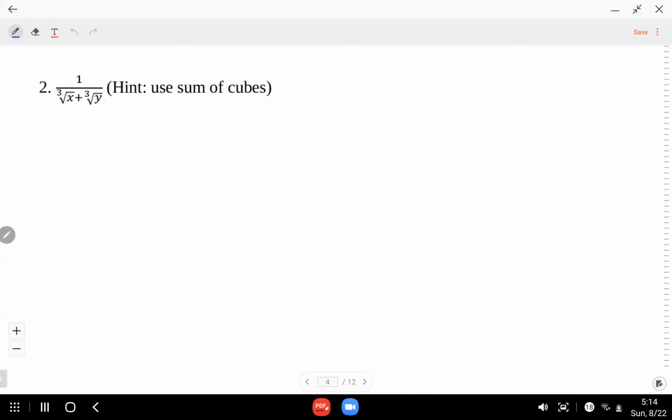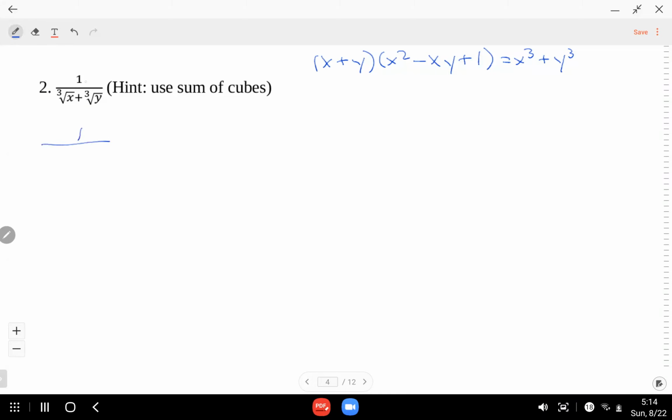So much for rivalry. All right, so sum of cubes. Let me just remind everyone what sum of cubes is. x plus y times x squared minus xy plus y squared equals x cubed plus y cubed. So that is sum of cubes. You see here, we already have the first part, right? We already have the first part.